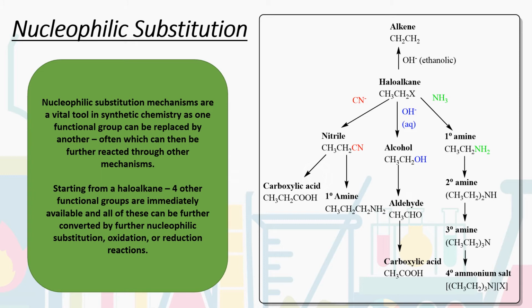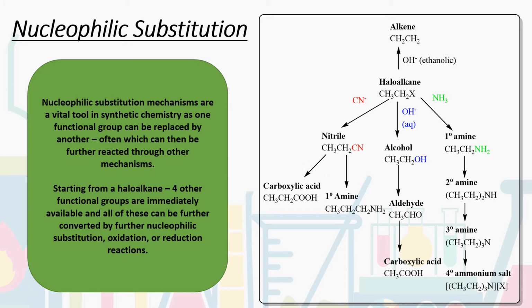3 of them can be formed by these nucleophilic substitution reactions. We can use a cyanide anion to make a nitrile. We can make an alcohol from a hydroxide anion that's aqueous, or we can make an amine from ammonia. These are all nucleophilic substitution reactions. We can also do an elimination reaction, which we'll see later on, using ethanolic hydroxide anions that produce an alkene. But if we just consider the nucleophilic substitution ones, our nitrile can be further reacted, as we said, hydrolyzed to a carboxylic acid or reduced down to the amine.